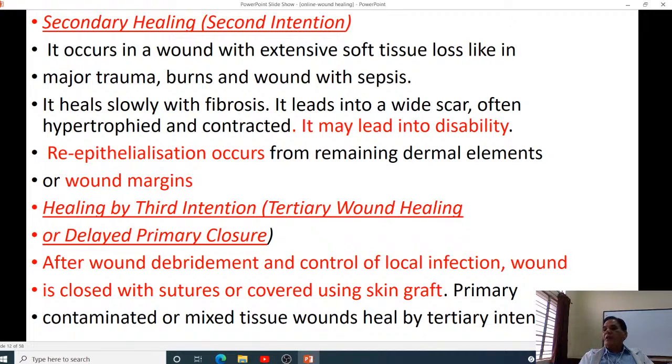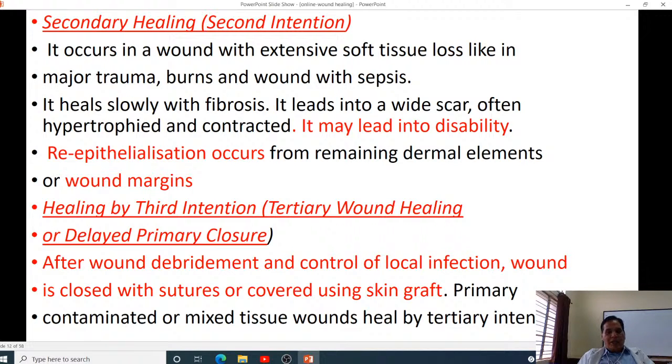What next? Second intention. First intention probably we are not able. So then comes the second intention of a doctor. What is it called as? Secondary healing. Where it occurs? Wherever there is an extensive tissue loss. If there is tissue loss, we have nothing in our hand. Then also we have to make it heal. And it occurs in major trauma, burns, and wound where there is a sepsis. By sepsis, you mean infection. What is the change in secondary healing?